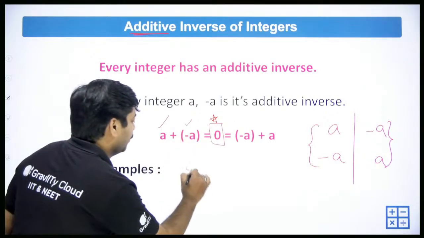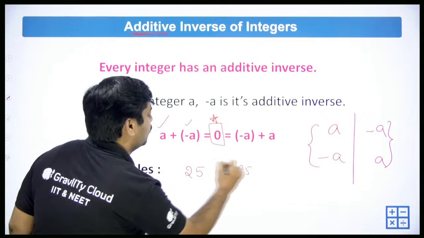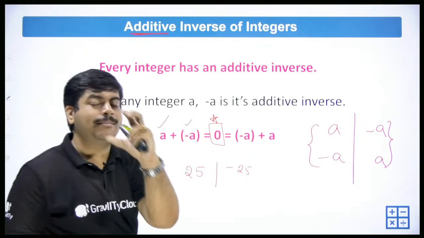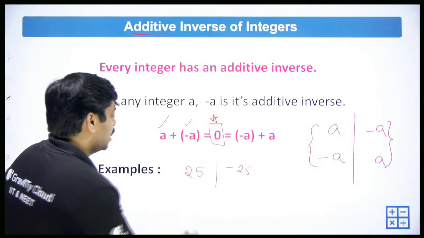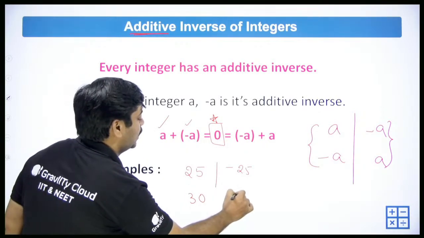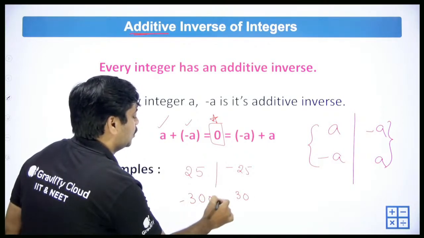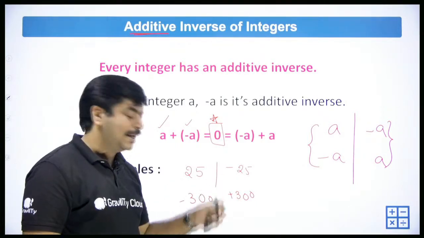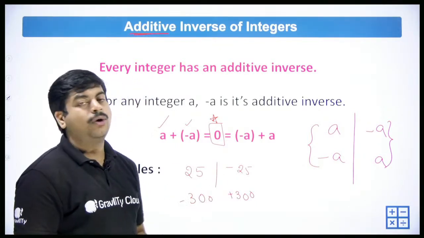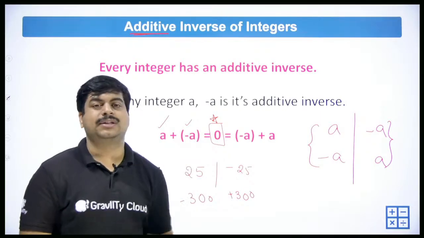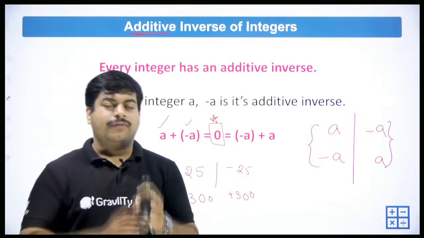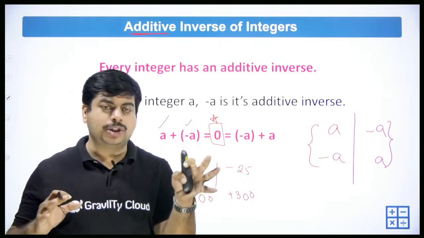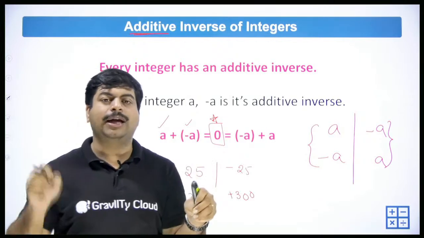Right? For the number 25, you can say minus 25 is the additive inverse, not identity. Inverse means you should get the sum as 0, right? So for example, 30 plus 0 is 30, but minus 300 plus 300 will give you 0. So all these are different examples for additive inverse. Simply change the sign. If you have negative, remove it. If you don't have, keep it. Positive number, you will get negative number. Negative number, you will get positive number.